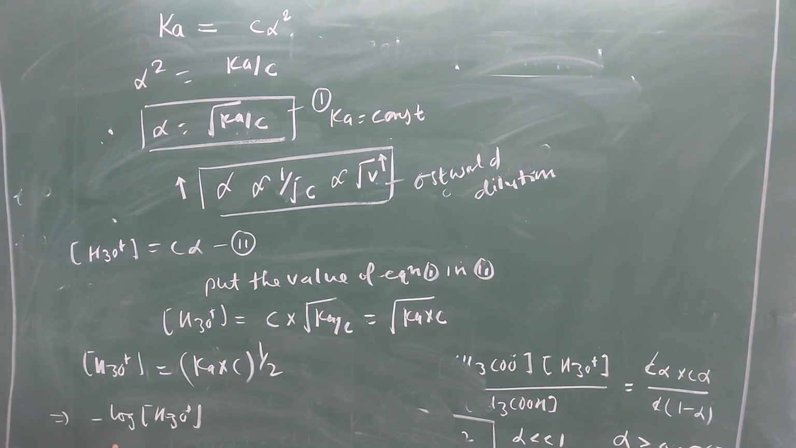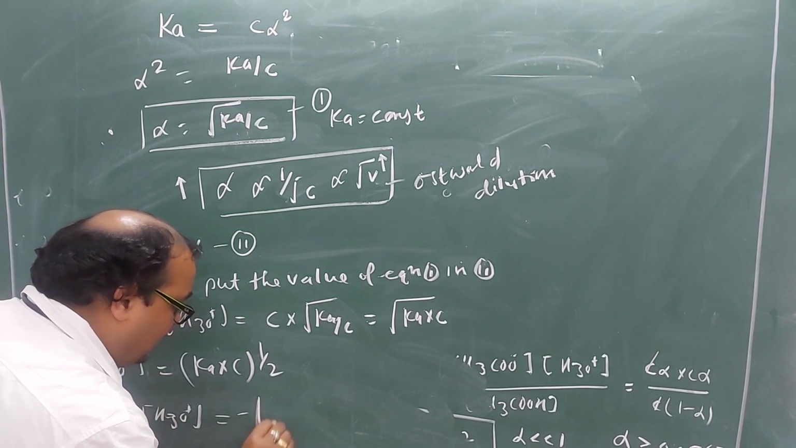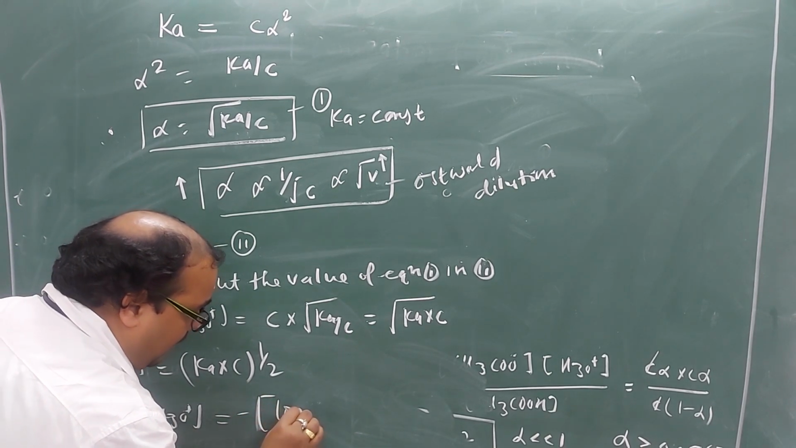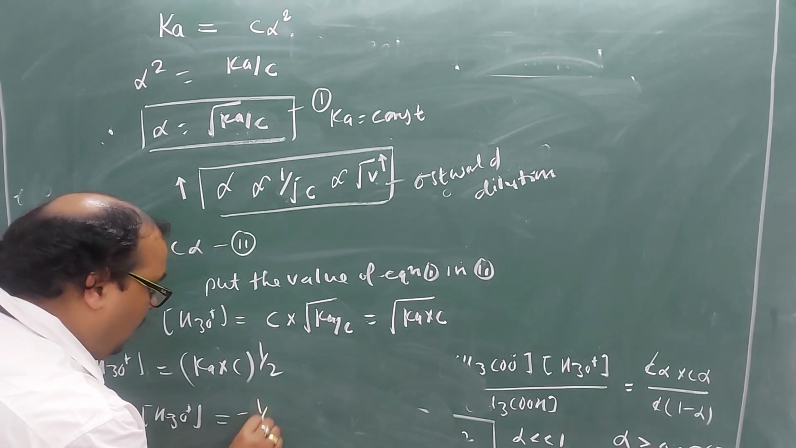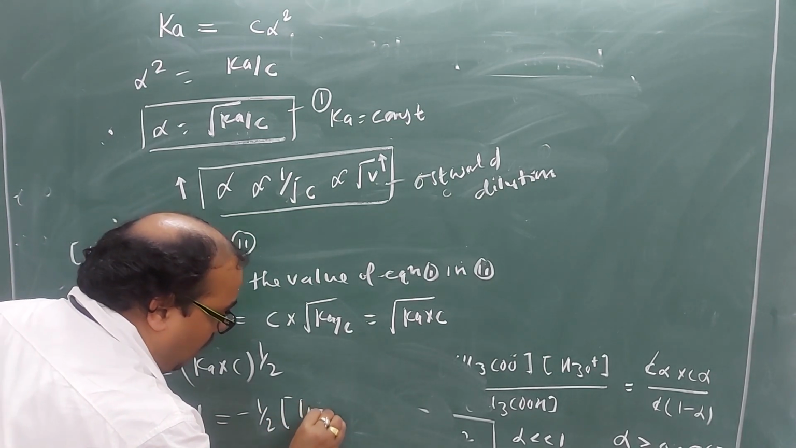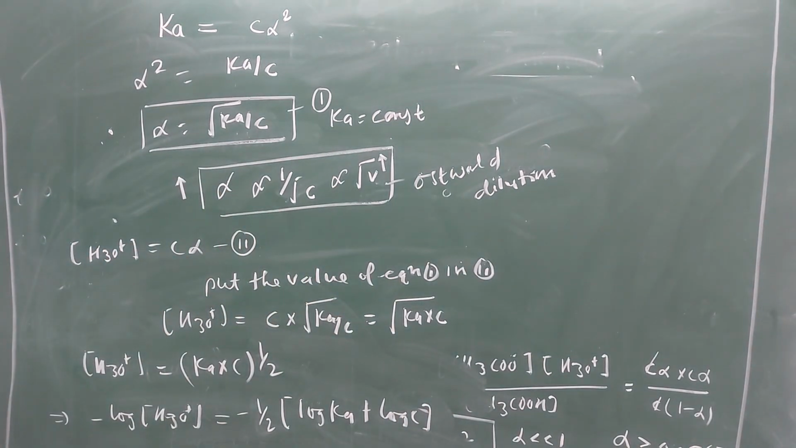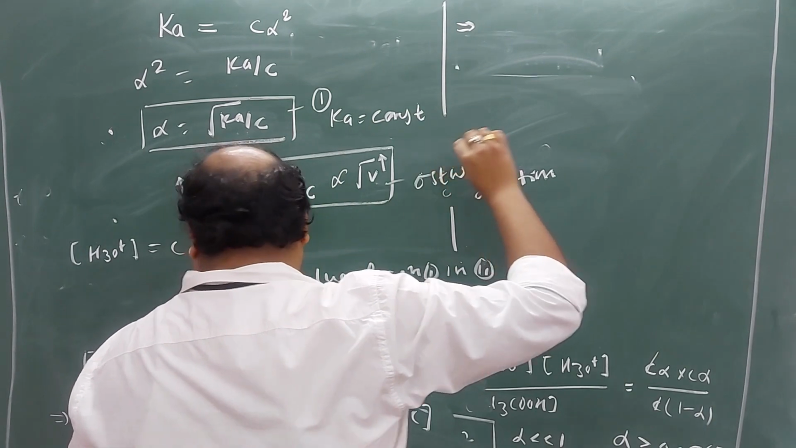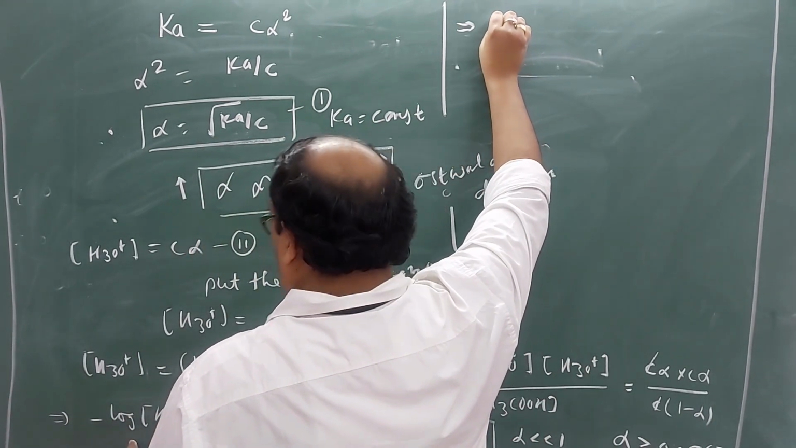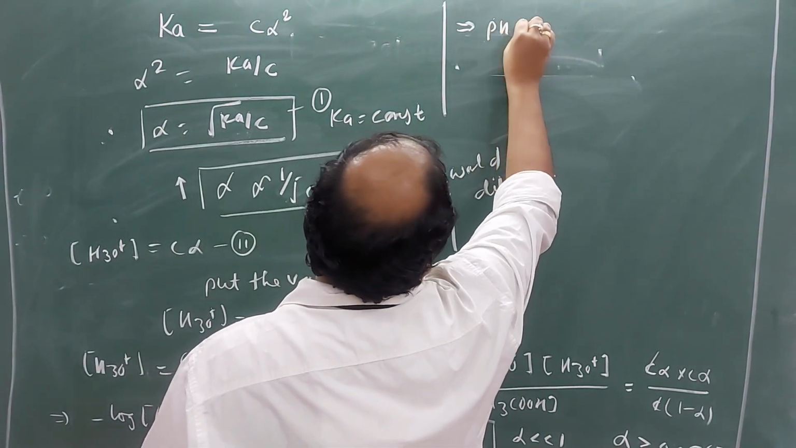So minus log hydronium ion is equal to minus, I am taking the minus outside. So I am writing here the log, the minus half you take forward. That is minus half log Ka plus that is the log C. Is it okay? So what you will write? The minus log of hydronium ion concentration or H plus ion concentration, that is the pH. Is it okay?